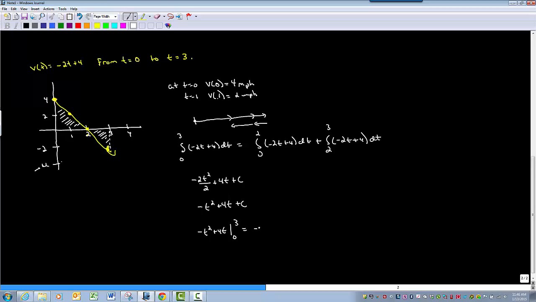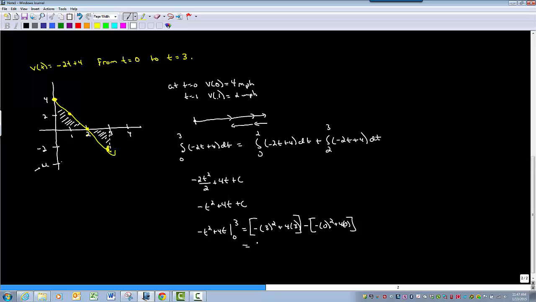So that'll be negative 3 squared plus 4 times 3, minus, so this guy, subtract off. We've got to make sure we do the whole thing. So minus, it's not going to matter over here.